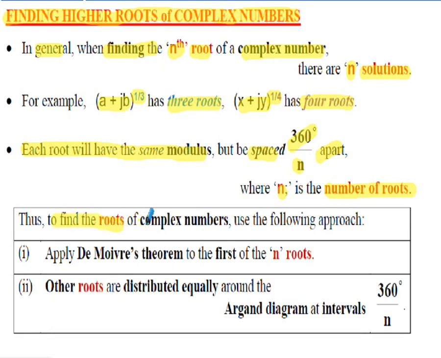So to find roots of complex numbers, we use the following approach. Step 1, we apply DeMoivre's theorem to first find the first root. Step 2, we find all other roots by equally distributing them around the Argand diagram at intervals of 360 degrees upon n. We'll apply this principle in the following examples.